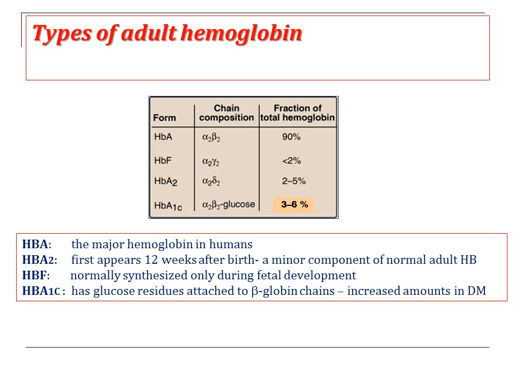But HbA1c is the type of hemoglobin that has a glucose residue attached to the beta globin chains, and an increased amount of this HbA1c is found in diabetes mellitus patients. HbA2, this type of hemoglobin first appears 12 weeks after birth and is a minor component of normal adult hemoglobin. And the last one, which is the HbF, is normally synthesized only during fetal development.